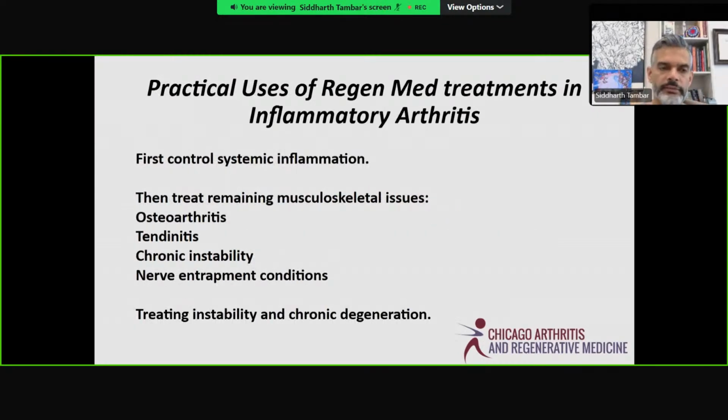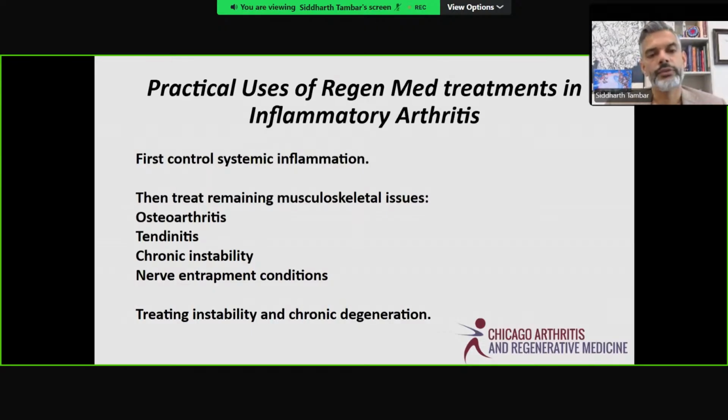Important to understand that. So what are some practical uses of regen med in inflammatory arthritis? This is how I would consider it. Number one is first, control your systemic inflammation. If you are, let's say, a rheumatoid arthritis patient and you have 20 to 30 joints that are active, I would recommend taking the appropriate medications to control the overall inflammation.